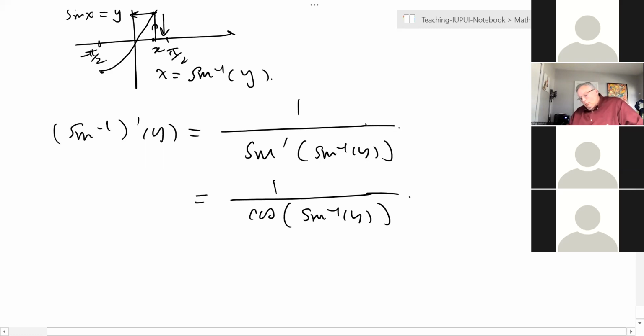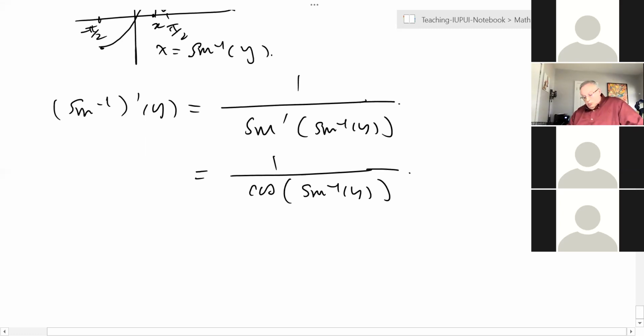Okay, how do you solve this problem? This is a trigonometric problem, right? So how can I express this without using sine and cosine? I can do that, okay? So I let theta be arcsine of y. This is the angle, right?